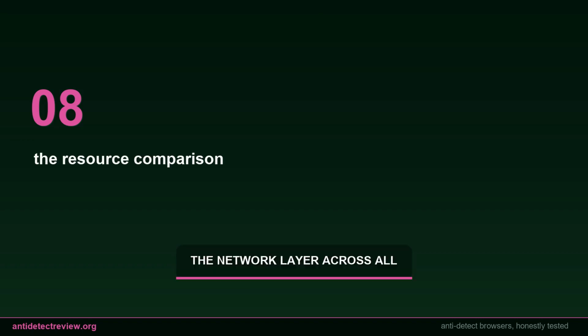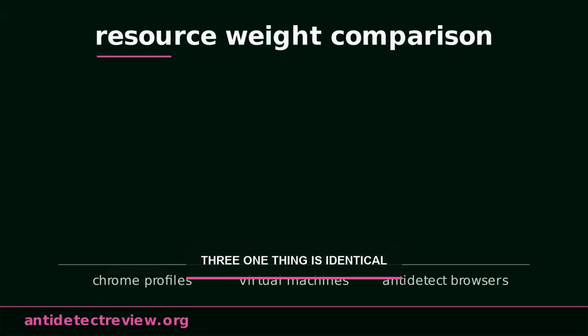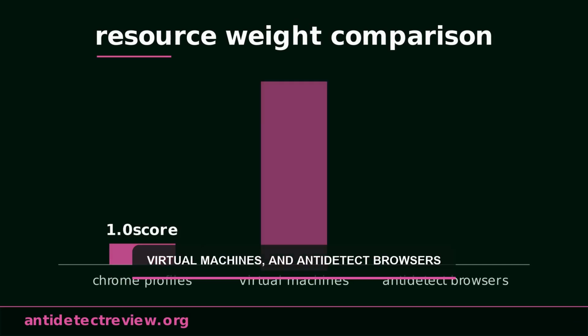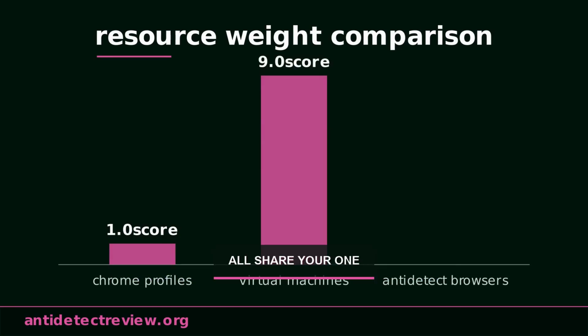The network layer across all three. One thing is identical across all three. None of them gives you a network identity. Chrome profiles, virtual machines, and Antidetect browsers all share your one real IP, unless you add proxies.